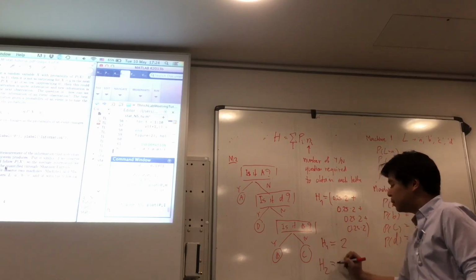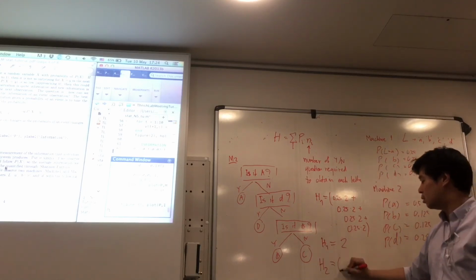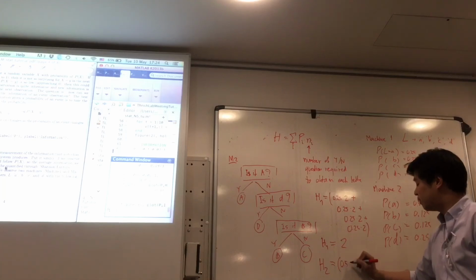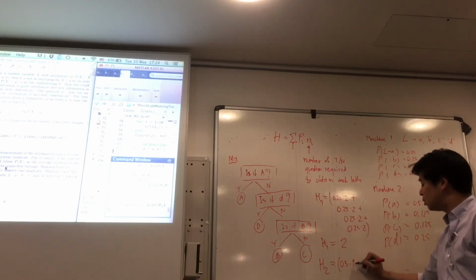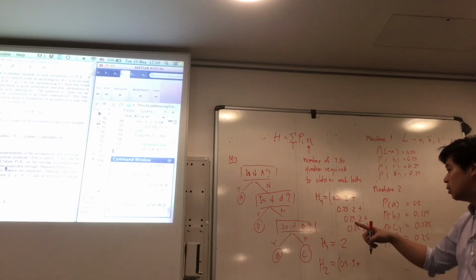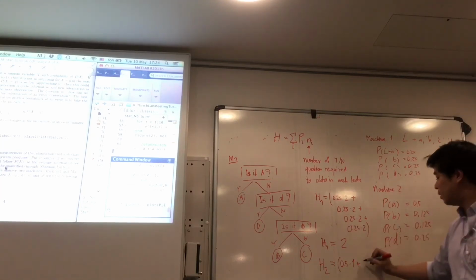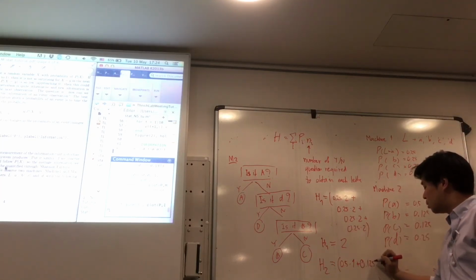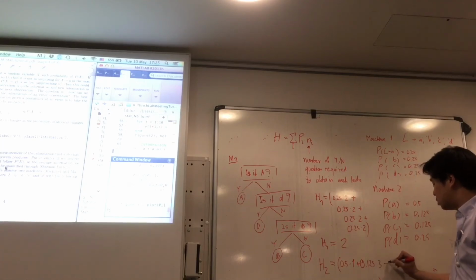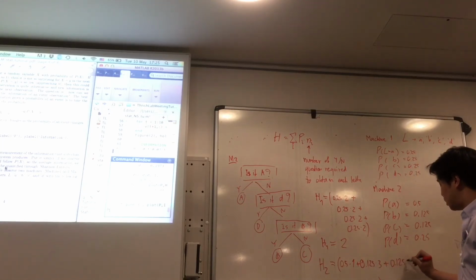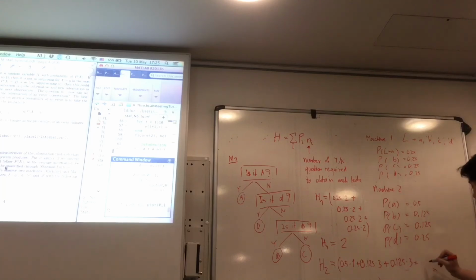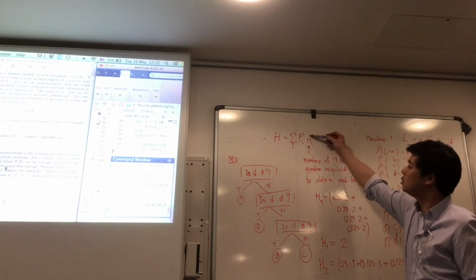So the entropy of machine 2 would be 0.5 times one question plus 0.125 times three questions, 0.125 times three questions plus 0.25 times two questions, right? What are the 2 and 3? The number of questions we have to ask. So here's the number of questions.